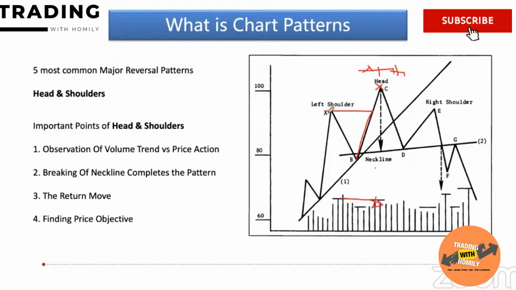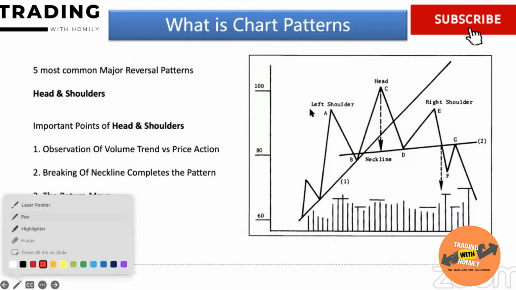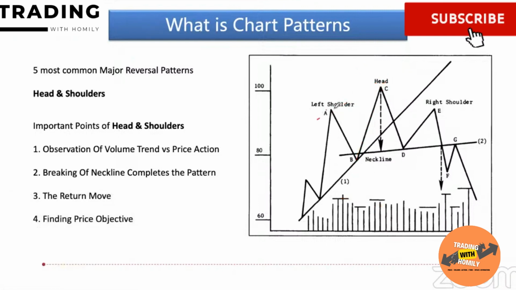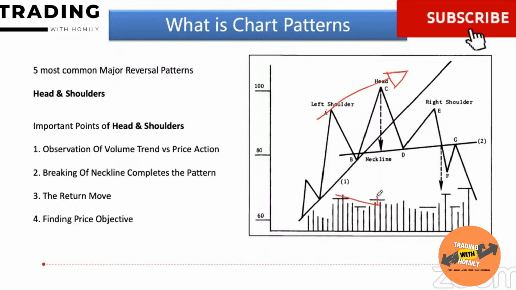Now, what do we call this? Is there a word for it? Not one word, it's actually two words. Higher high on price, but a lower high on the volume trend. What do you call this? Because this is two indicators essentially. So you're seeing something. What does it mean?